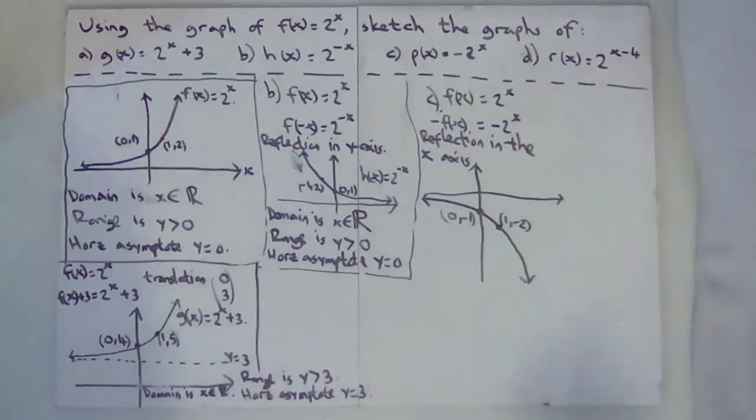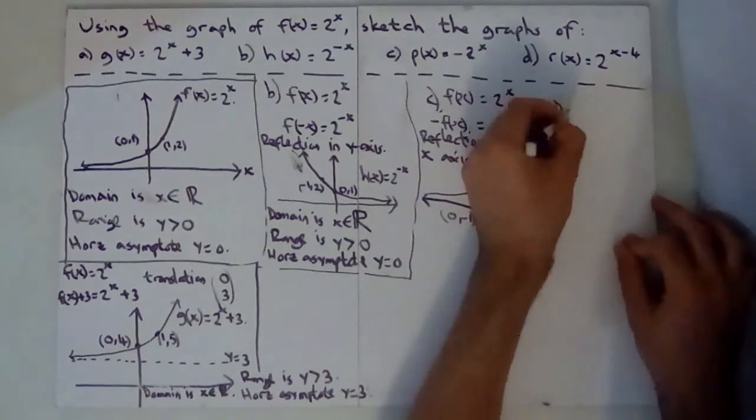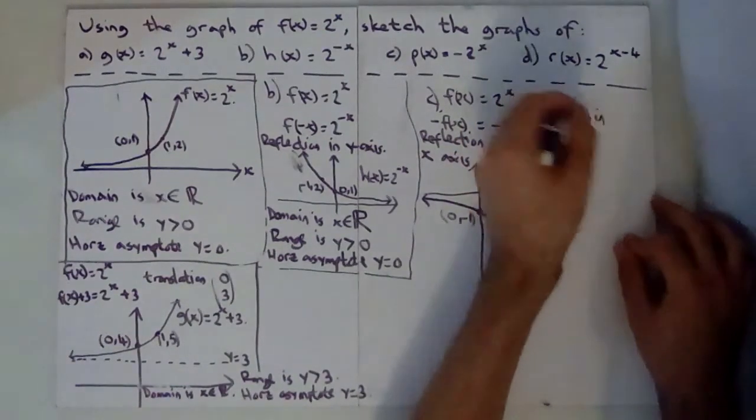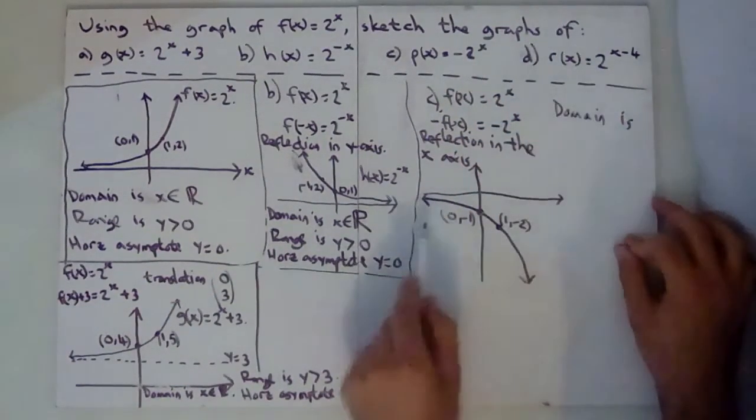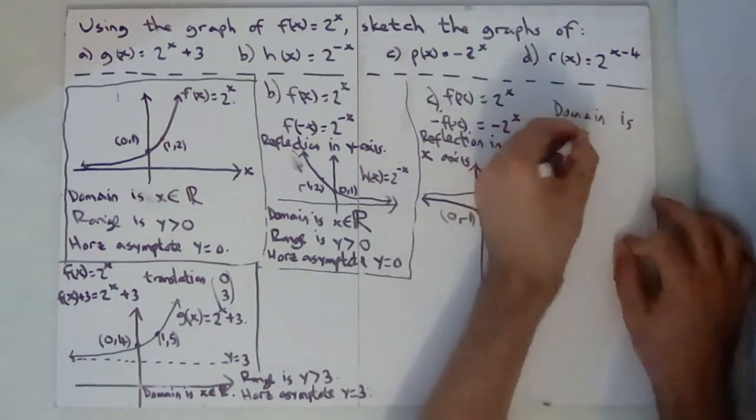Again, we need those three things. We need domain, range, and a horizontal asymptote. So domain is still the same. Any x value you can put into this, you will get a y value out. So the domain is x is just a real number.